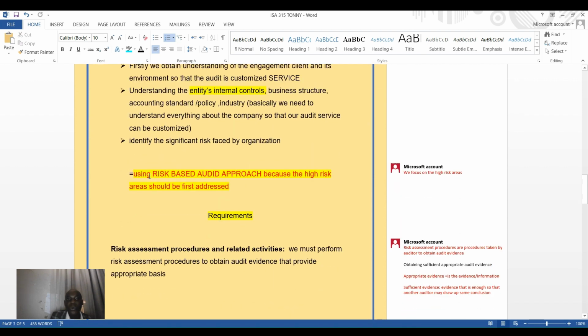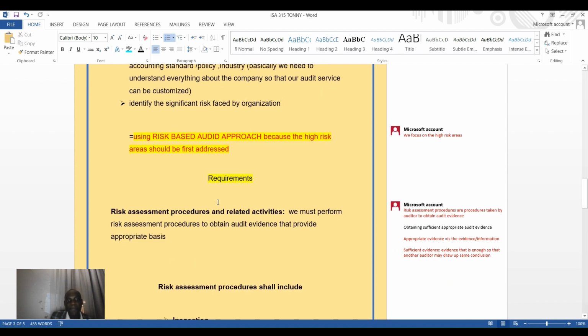And then we use the risk-based audit approach. This one, guys, I emphasize. Why? Because the high risk areas should firstly be addressed.